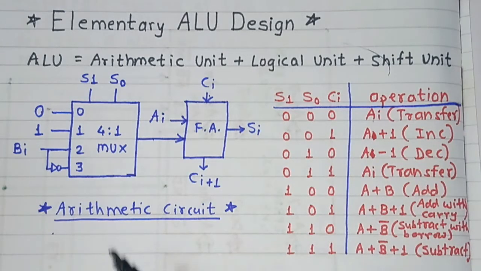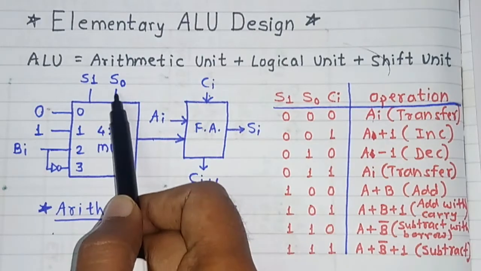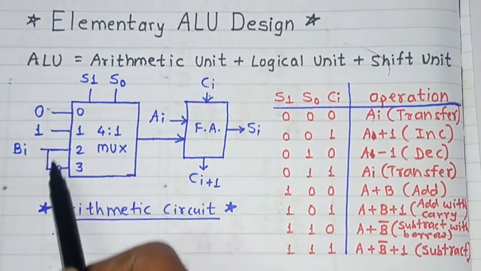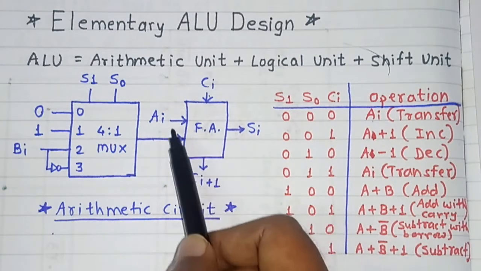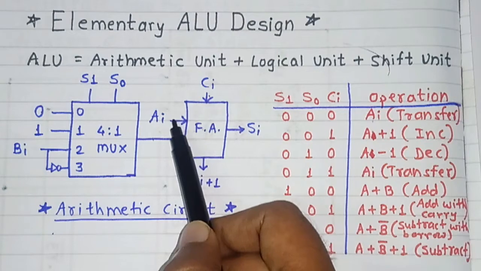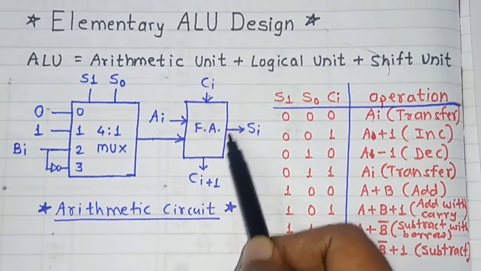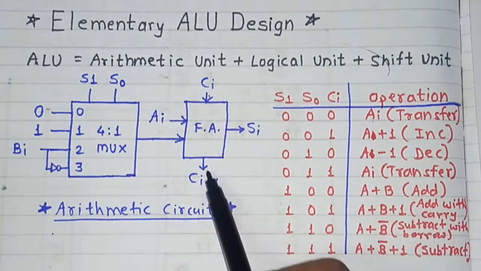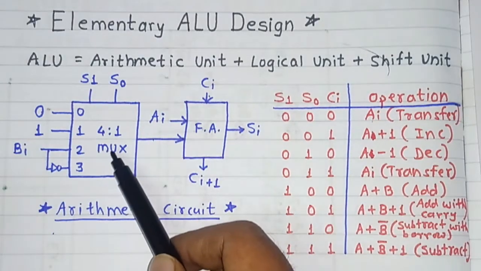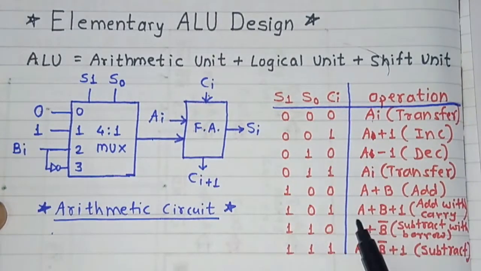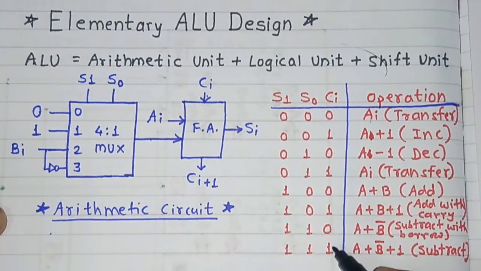This 4:1 multiplexer has two select lines to transfer the input to its output, and the full adder has two inputs for the two values, a third input, carry in, and two outputs, sum and carry out. Using this 4:1 mux and full adder we are going to perform these 8 operations. Let us see all the arithmetic operations one by one.